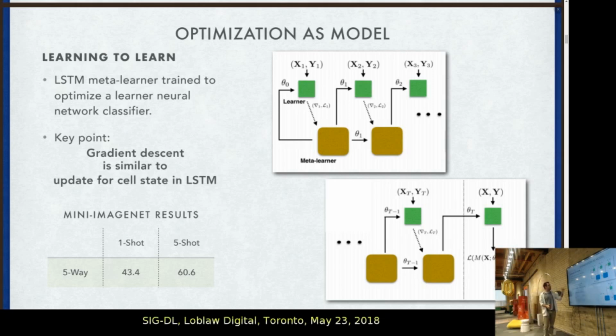And the key point is that they noticed that when you are doing the update for the cell state in the LSTM, it is exactly the same as doing gradient descent. The equations are almost identical. So they take advantage of that and find out that they can learn the learning rates by using LSTMs, and then they use that to train this network.